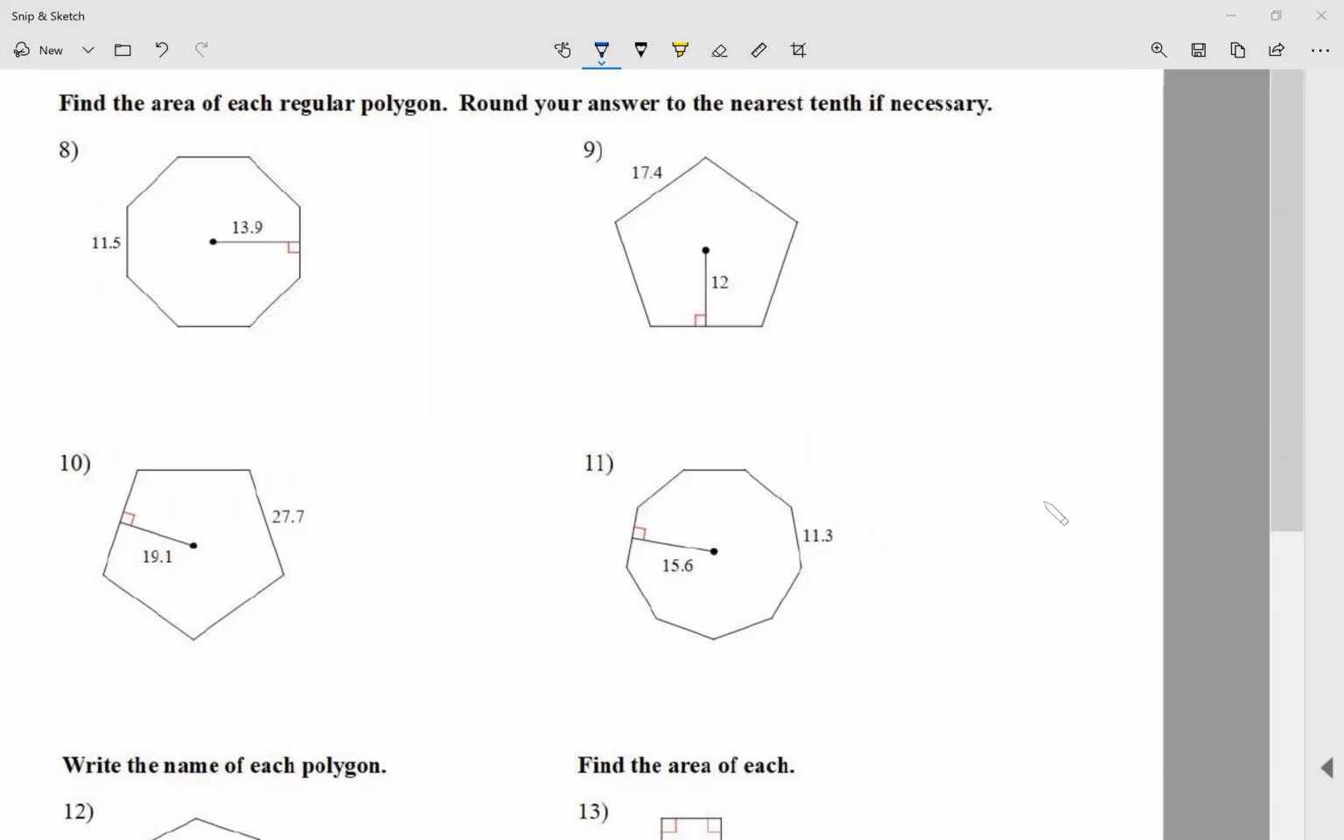For today, we're gonna start looking at shapes of regular polygons. Now, regular polygon, right? That's what it says on the top. Find the area of each regular polygon. So polygon, we said that it's a shape where all the sides are straight and connected. Regular, all the sides are the same measurement. Round your answer to the nearest tenth if necessary.